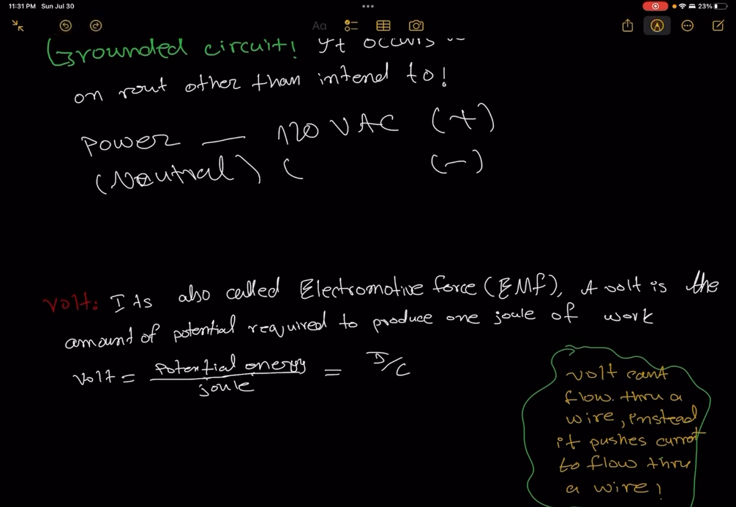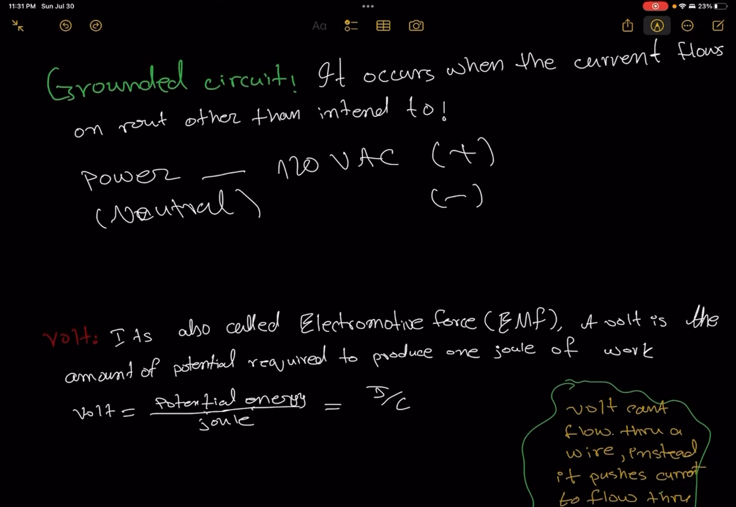So let's say, for example, we got this. We defined a ground circuit as occurring only when the current flows in a different route than it was originally intended to. So we got power coming into, for example, a 3-prong switch here. This one right here, ground, plus, minus. So this will complete the circuit here.